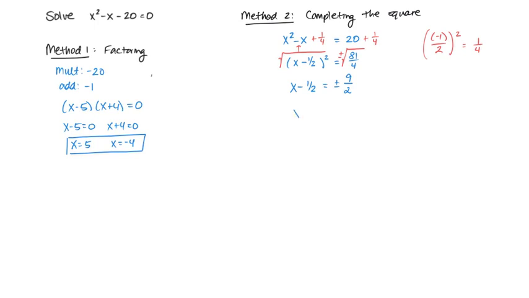Solving for x, so adding 1/2, we have x is equal to 1/2 plus or minus 9/2. So this is really giving us two solutions. X is equal to 1/2 plus 9/2, or x is equal to 1/2 minus 9/2. So adding here, we have 10/2, which is equal to 5. Here we have negative 8/2, which is equal to negative 4. Notice these are the same solutions that we got when we used our method of factoring as well.